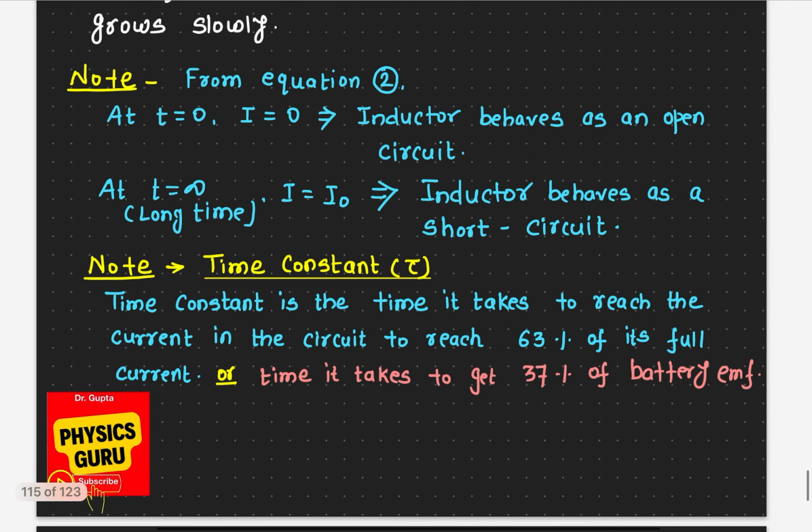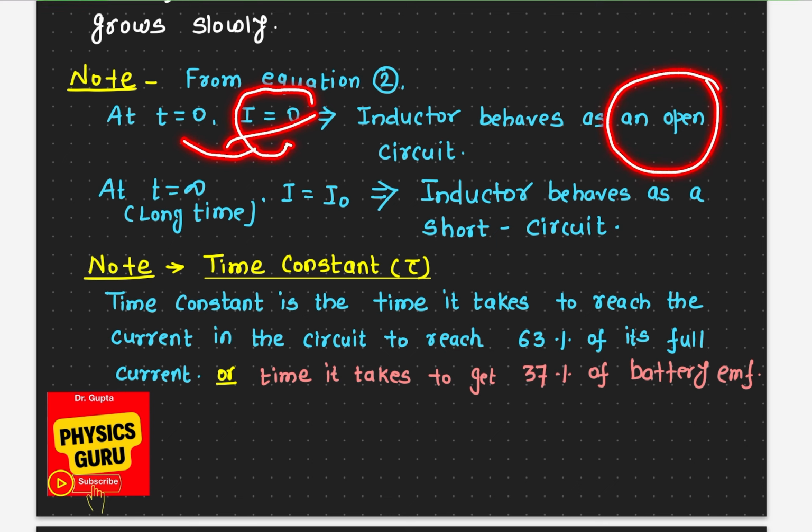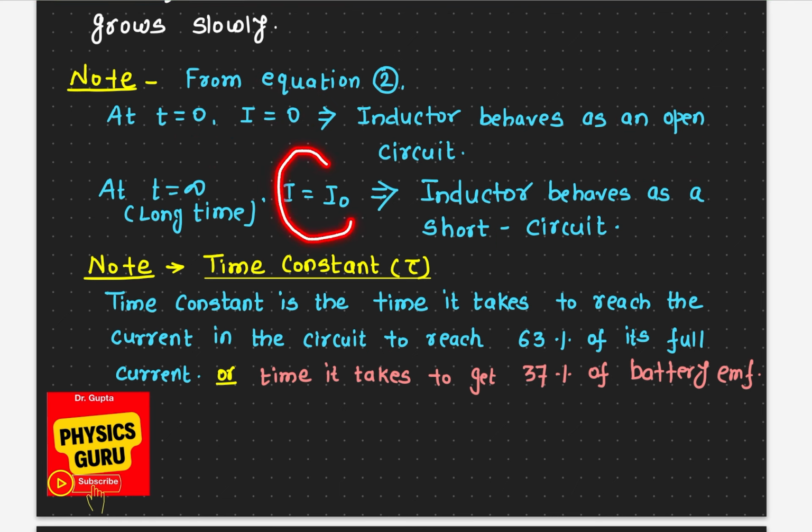So the two important things: at time equals 0, the current in the circuit is 0, and that means it behaves as an open circuit because there is no current. And after a long period of time, the current in the circuit will be the peak value I0. That means the inductor behaves as a short circuit. So what does this mean again here?